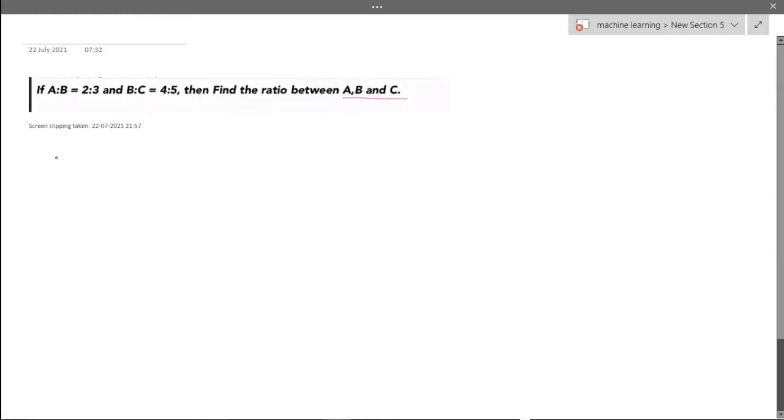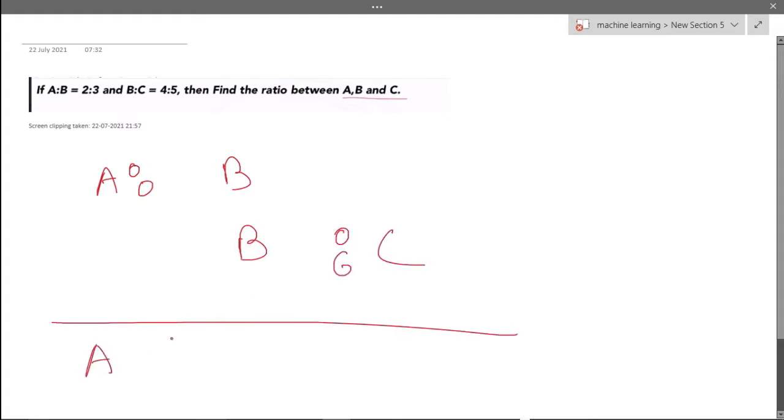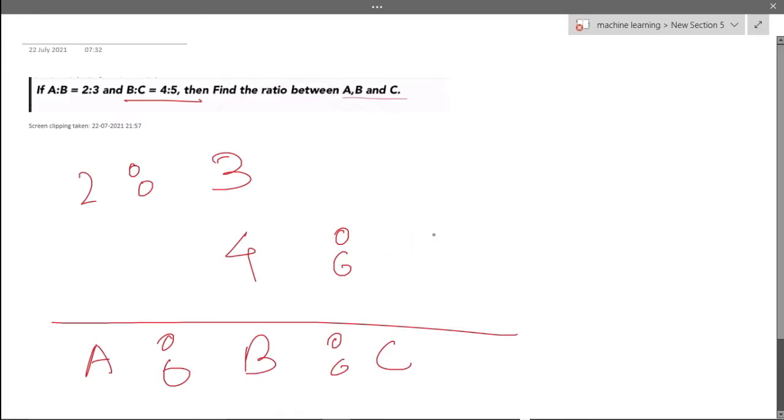In these questions you have to apply shortcut tricks because time is limited. Here A is to B is given, B is to C also given. You have to find A is to B is to C. A is to B, 2 is to 3, and B is to C, 4 is to 5.